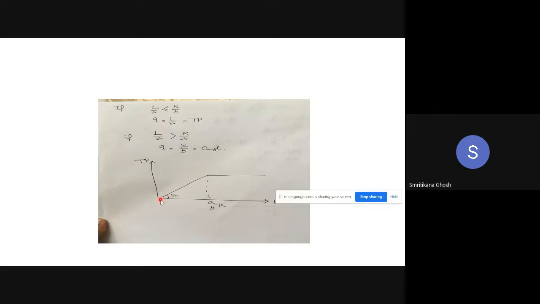That is why it is starting from the origin, because if L is 0, then total product is also 0. If L is rising, Q is rising. So it's positively sloped. The slope is 1 by A, that is dQ/dL is 1 by A. So up to this particular point, it is positively sloped. Then after, it is constant, because now Q is equal to K by B. So it's a constant. That is why it is parallel to the horizontal axis. So this is our total product curve. Any doubt from this slide?